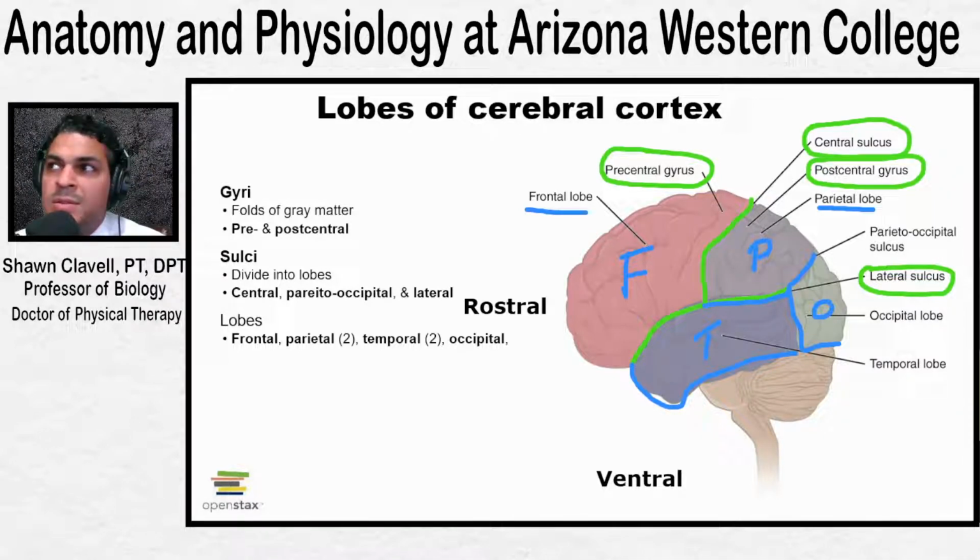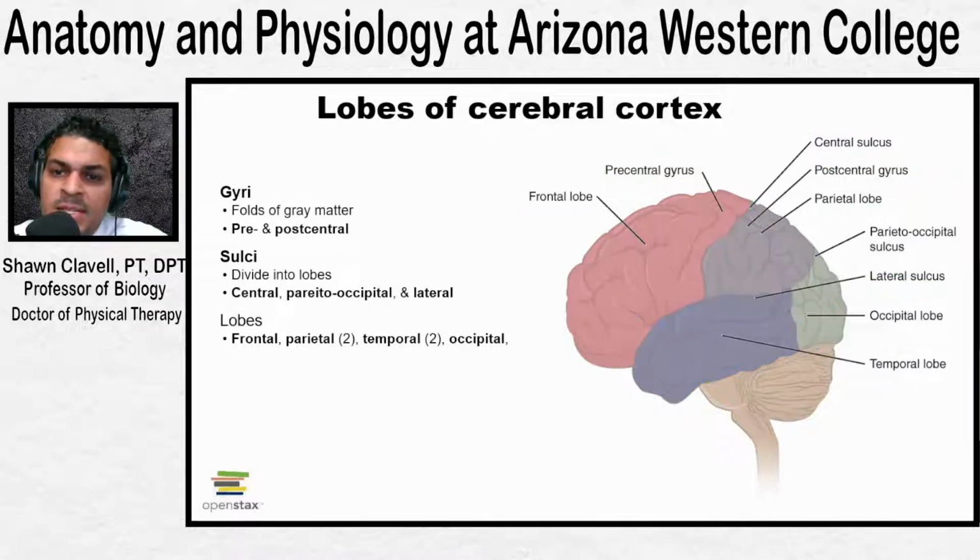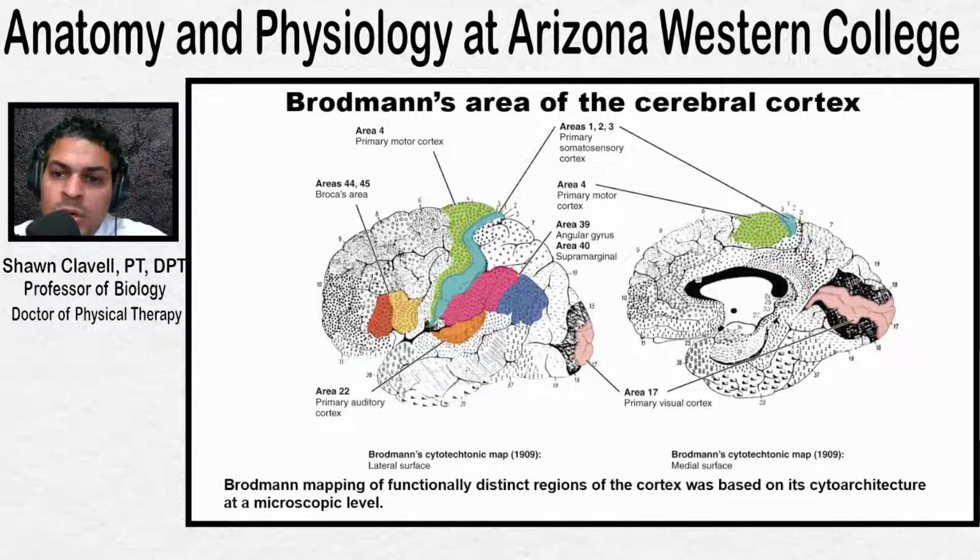Now, as we mentioned, these are the anatomical terms that we use to refer to these different portions of the brain. If we wanted to refer to them more by their function, or perhaps their histological or physiological structures, we can refer to them as Brodmann's areas, which is one of the ways we can do so.